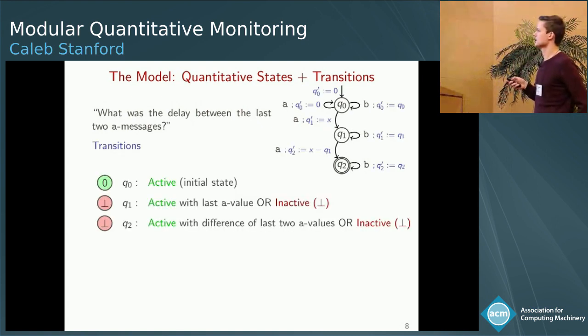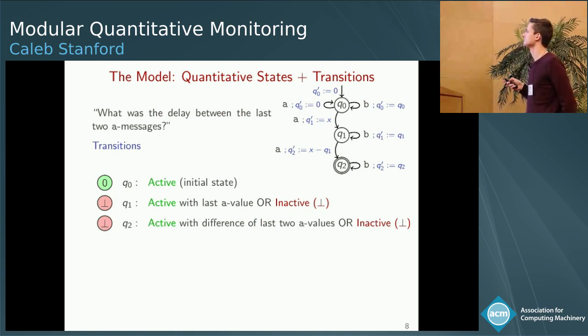So what I do is, Q0 you can ignore. It's just an initial state. I need an initial state. But what I do is I add transitions between the quantitative states that describe how to update the value of one state when you receive an input message.